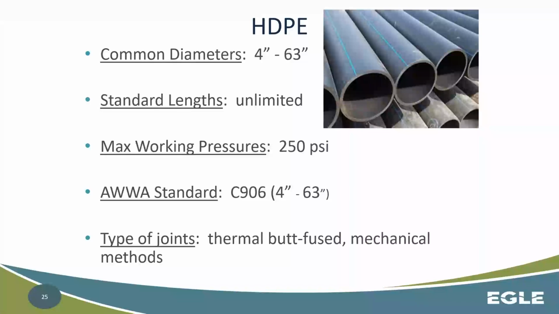Max working pressure is 250 PSI. So that's pretty solid for most circumstances. It has that C906 AWWA standard, similar to that fusible PVC that we just mentioned, but that's for all extents of it, so 4 inches to 63 inches. And then basically they have two forms of joints: that thermal fused, and then they also have the mechanical methods as well.